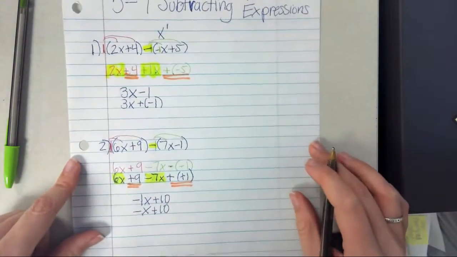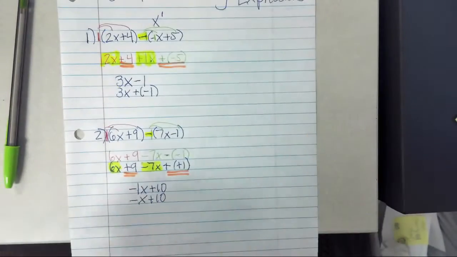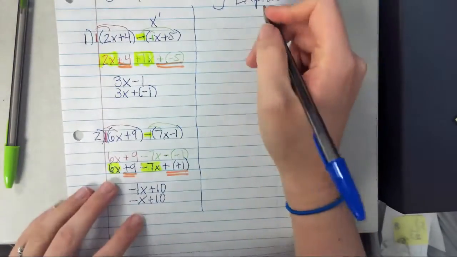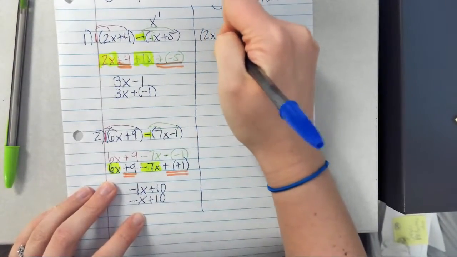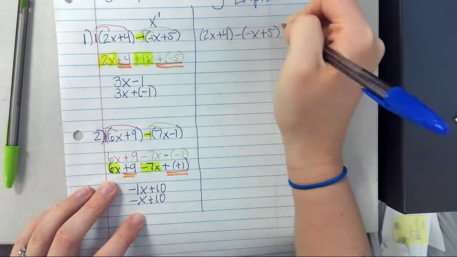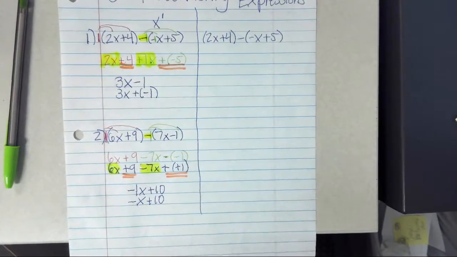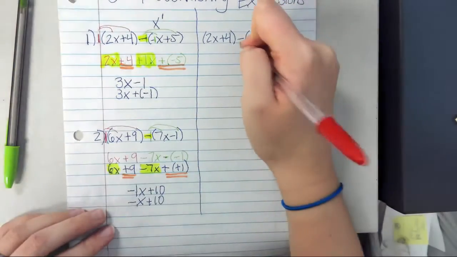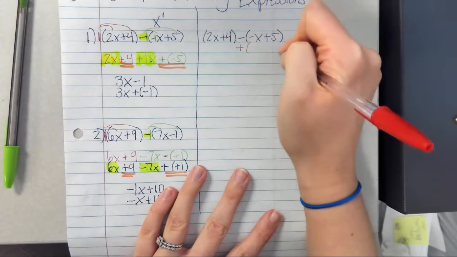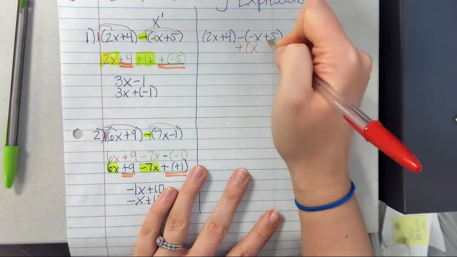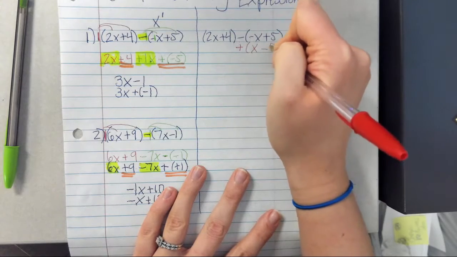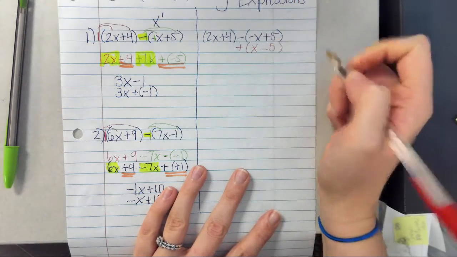There's another way that we did talk about doing this in class, so if you don't understand that way, the other way to think about it, and I'm going to rewrite this problem, 2x plus 4 minus -x plus 5. The other way you can think about it is when we're subtracting, we can add the opposite. Well, if we take the opposite, it would be x, because negative would turn to a positive, and this positive would turn to a negative, or the plus would become a minus.